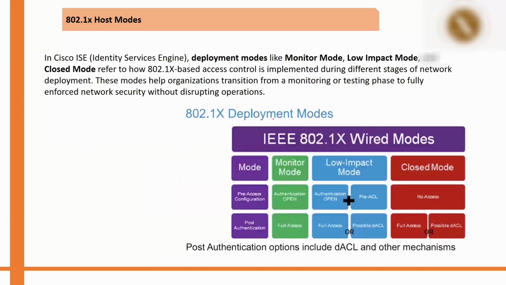As you can see here, based access control is implemented during the different stages of the network. In ICE deployment, we have monitor mode, low impact mode, and closed mode. Now what happens? We know by now that Cisco ICE is a very, very critical component of the network.